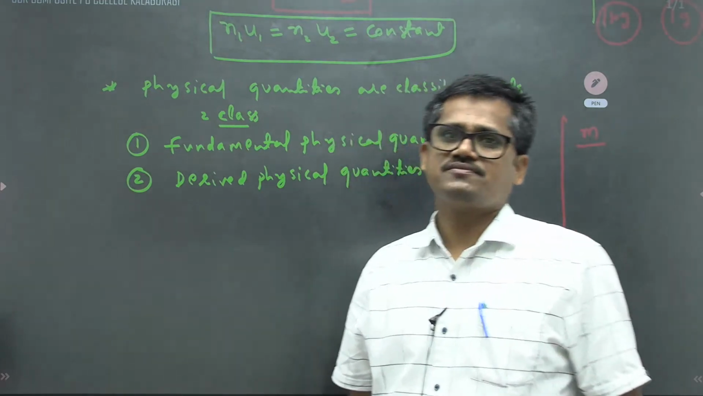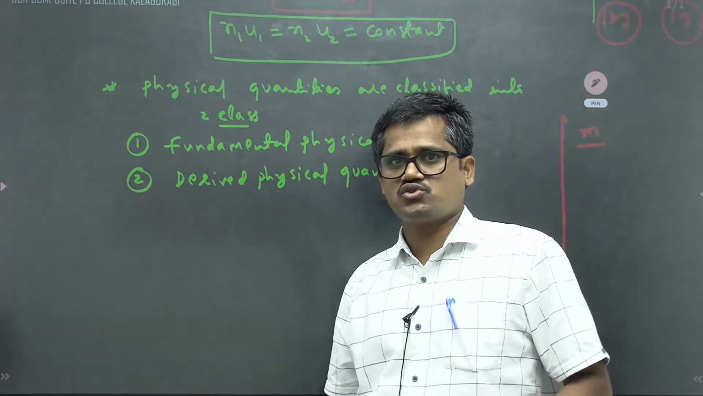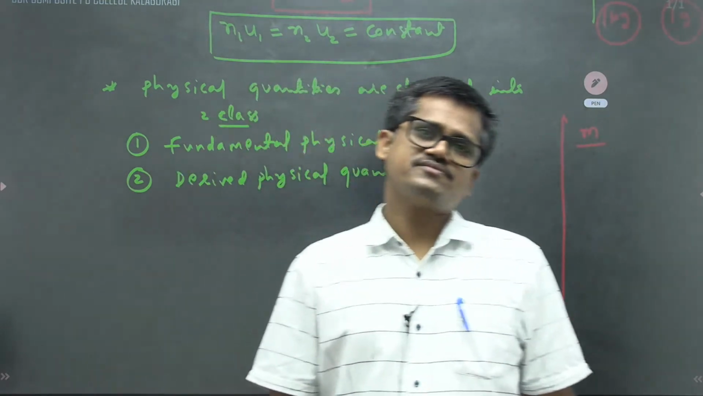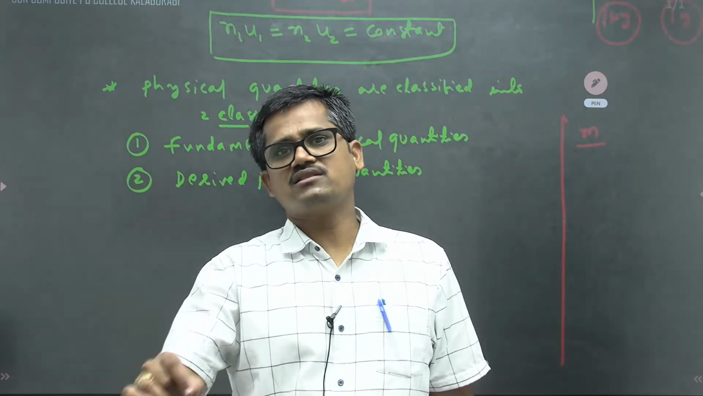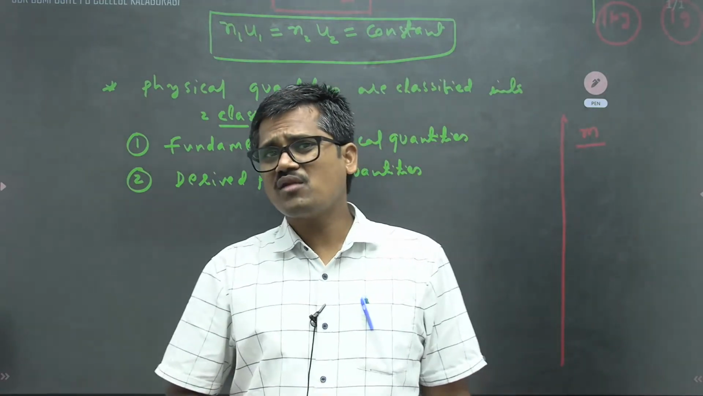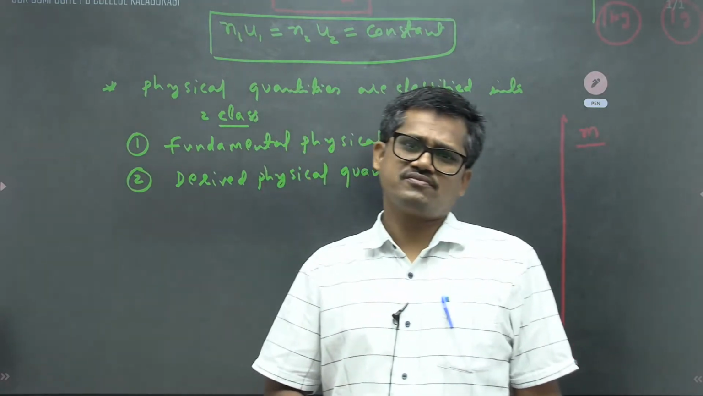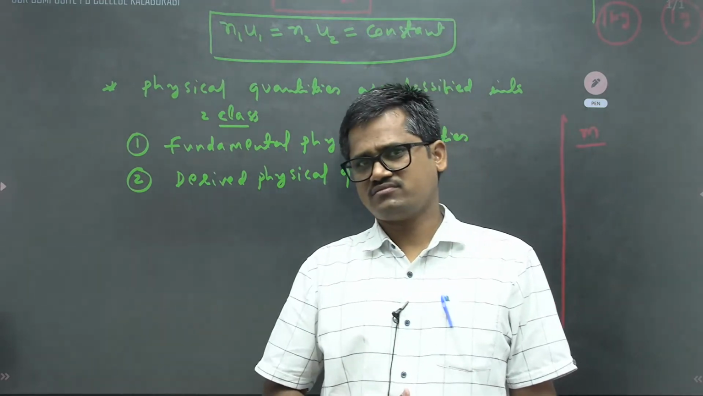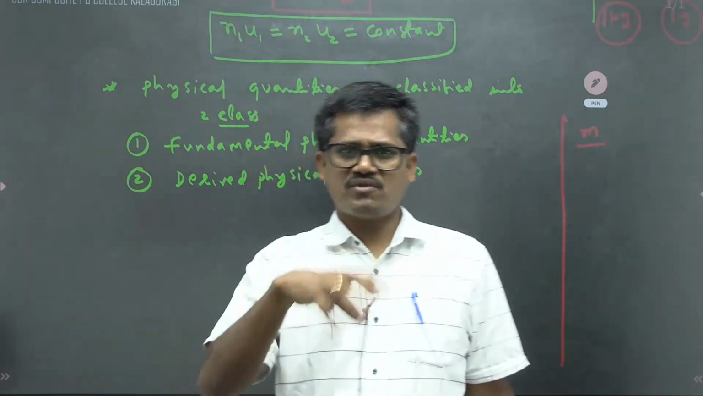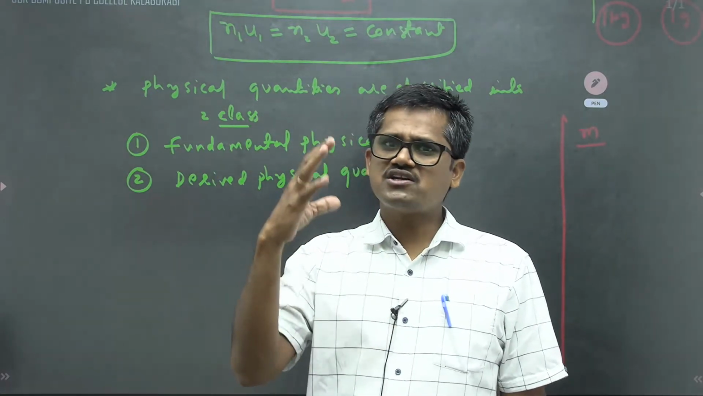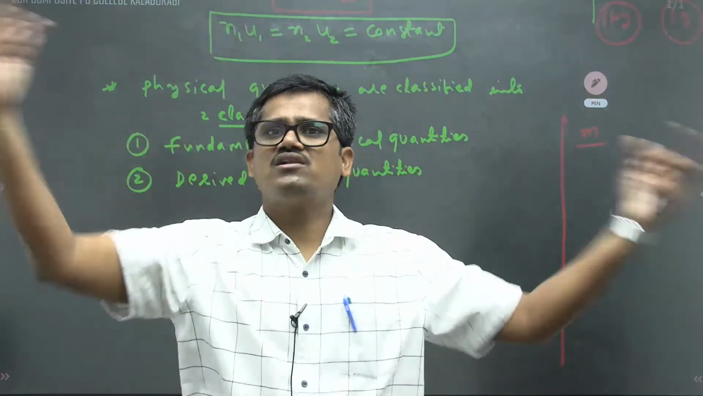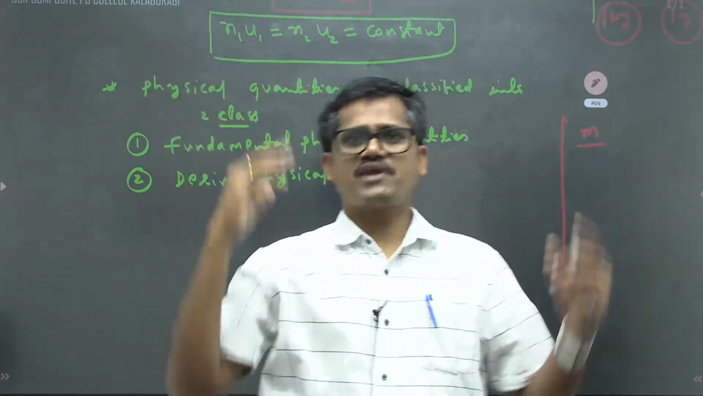In mechanics, three fundamental quantities are chosen: mass, length, and time. Why three only? Scientists long back sensed that if we use mass, length, time as fundamental, all three can cover all the physical quantities that come in mechanics.